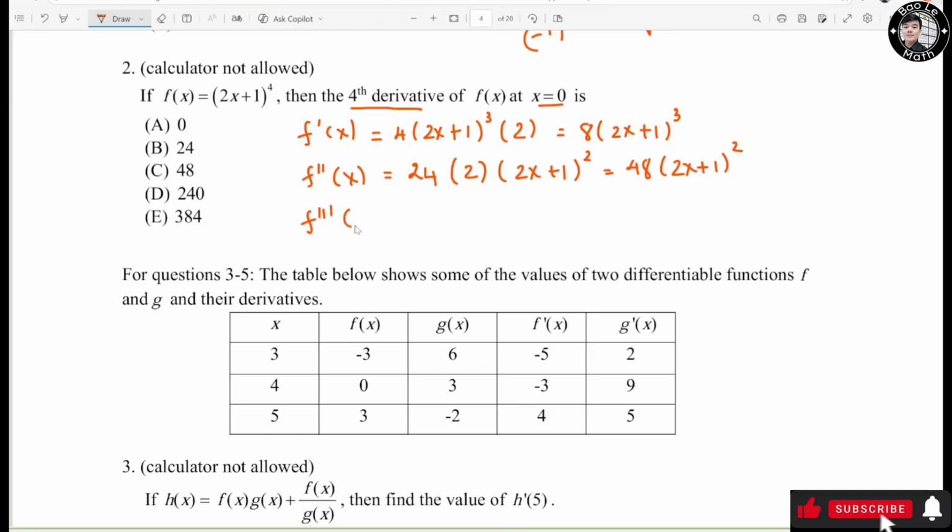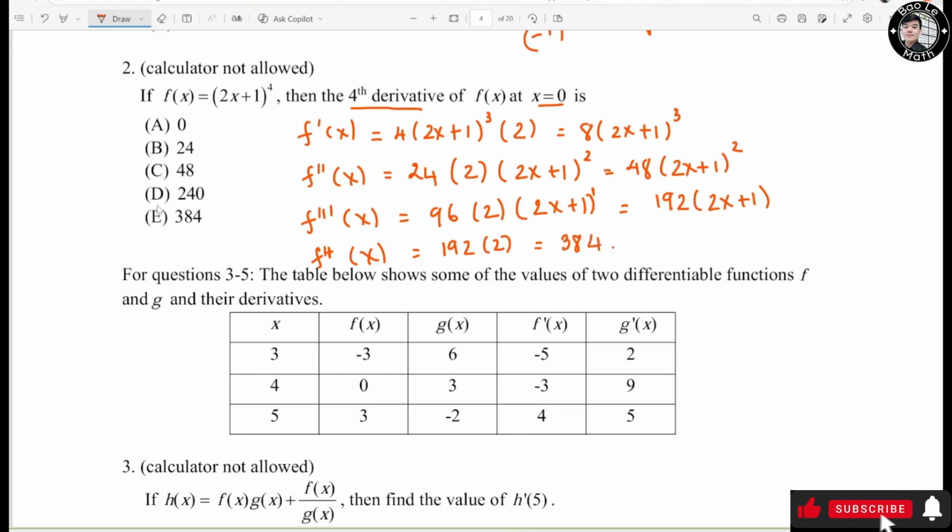Now, for f triple prime of s, bring the 2 to the front, so it's 96, and then the derivative of 2s plus 1, which is 2, times 2s plus 1 to the power of 1. So it's 96 times 2, which is 192, times 2s plus 1. Now, the fourth derivative of this is going to be 192 times 2, so it's 384.